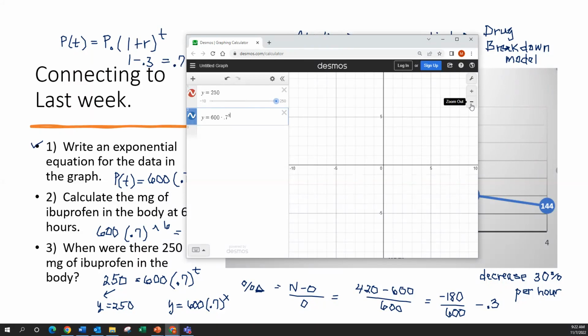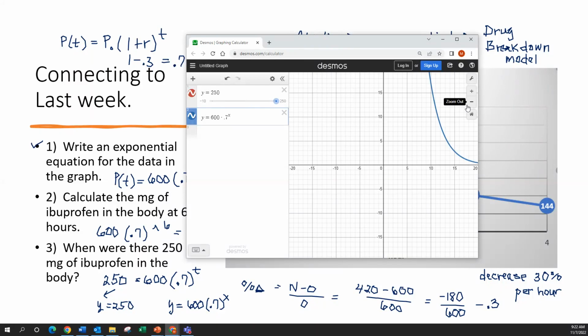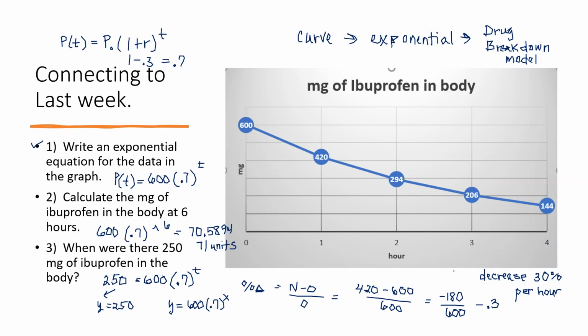So I'm going to use the minus to zoom out. So there's my curve starting. And then I'm guessing that this is going to happen before very long. And I tell you that because I can see right here that this should happen between 2 and 3 hours because I have this data point. So 250 is between the 2 and the 3 hour mark.